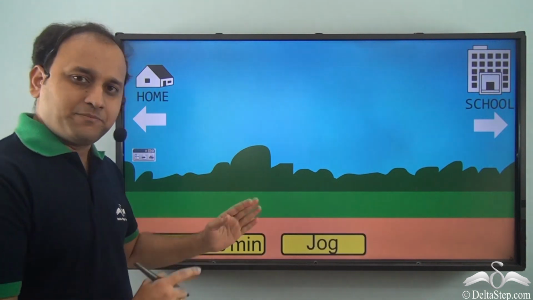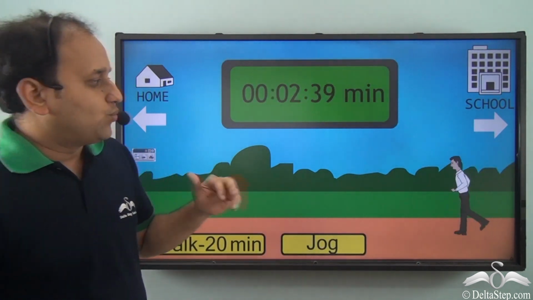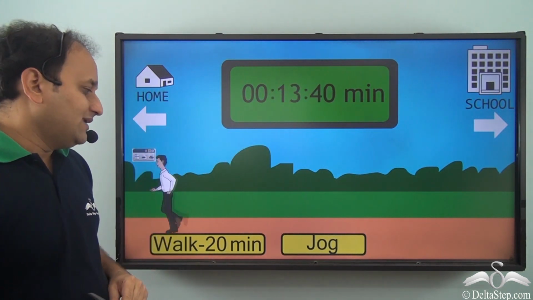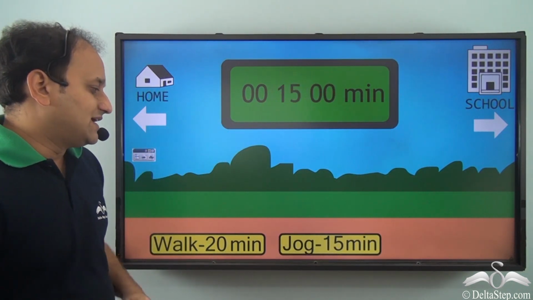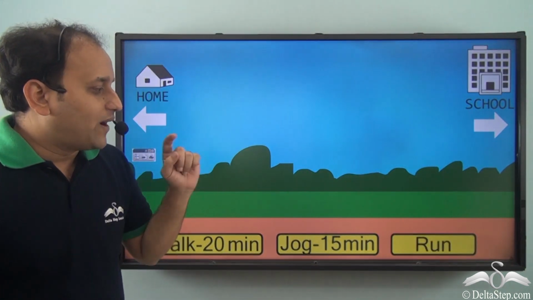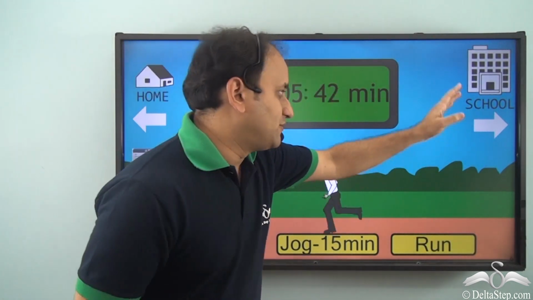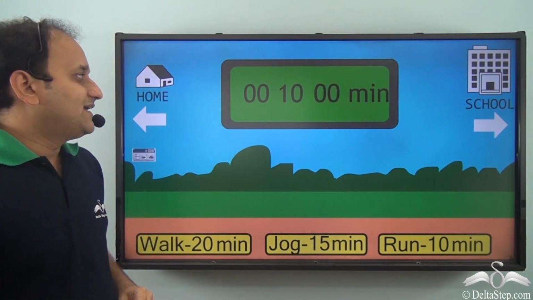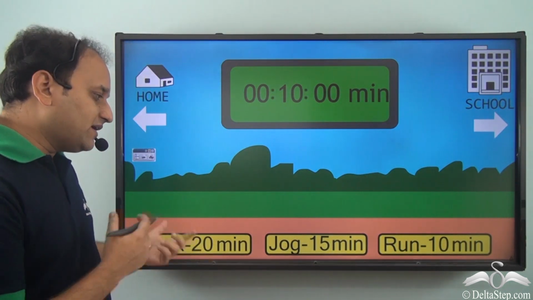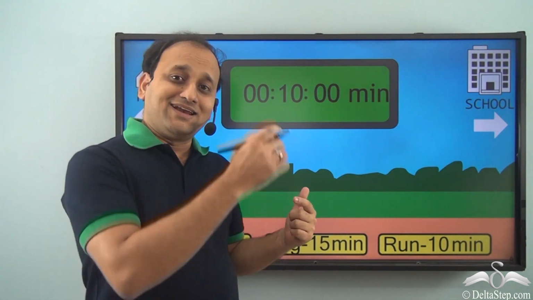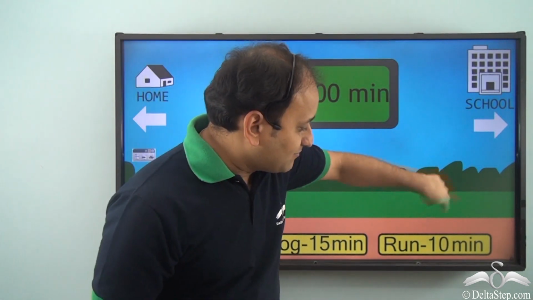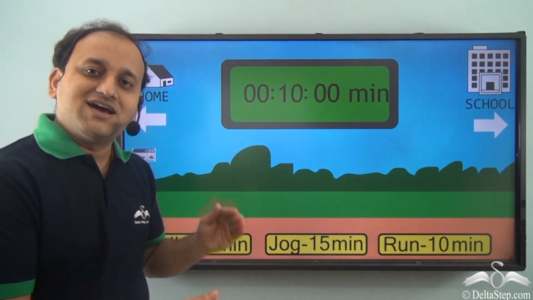Now, the same person, that is Ravi, when he jogs from school to home, then he takes how much time? He takes only 15 minutes. And when Ravi runs from school to home, then he takes only 10 minutes. So what is happening here? With increase in speed, we see that time taken to cover the distance decreases.